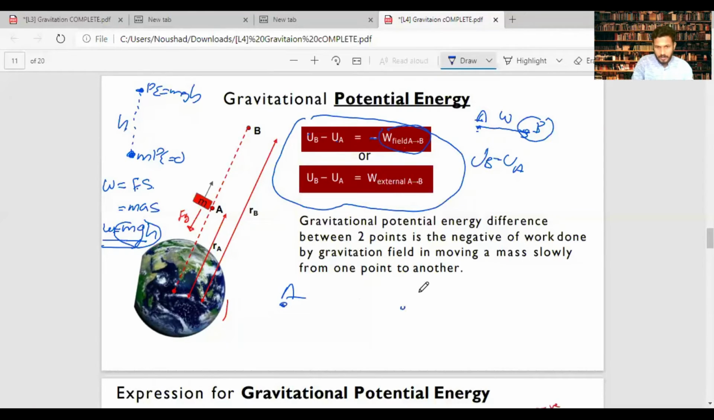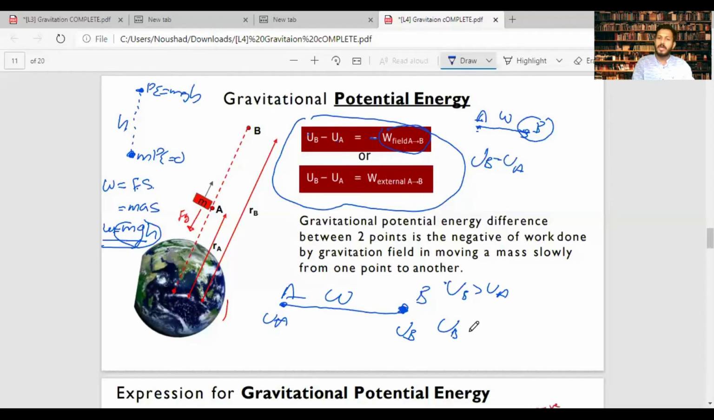Consider this is A, this is B. I am moving a body from A to B. I am doing work on that body. That is positive work. Here, the whole work is converted into potential energy at B. So here potential energy is UB, here potential energy is UA. Which one is greater? UB is greater than UA. It's very simple common sense. Because from A to B, I am doing work on that body and it reaches UB, UB minus UA is a positive quantity.